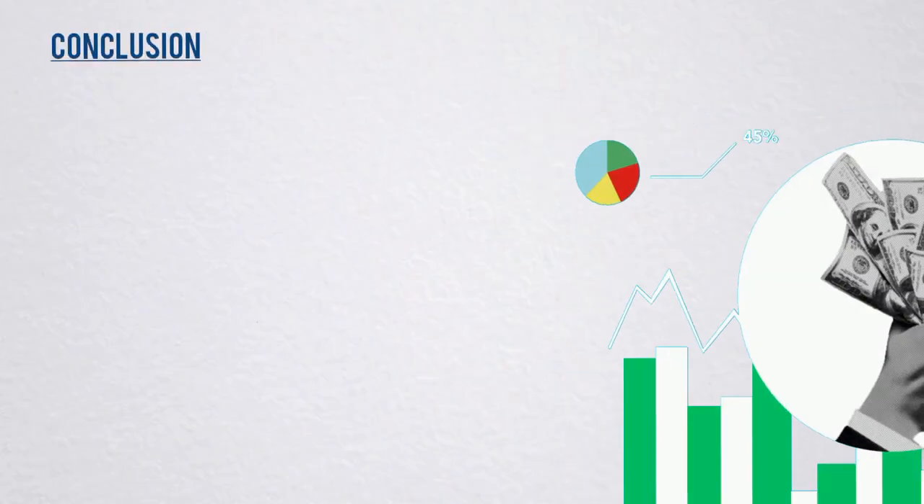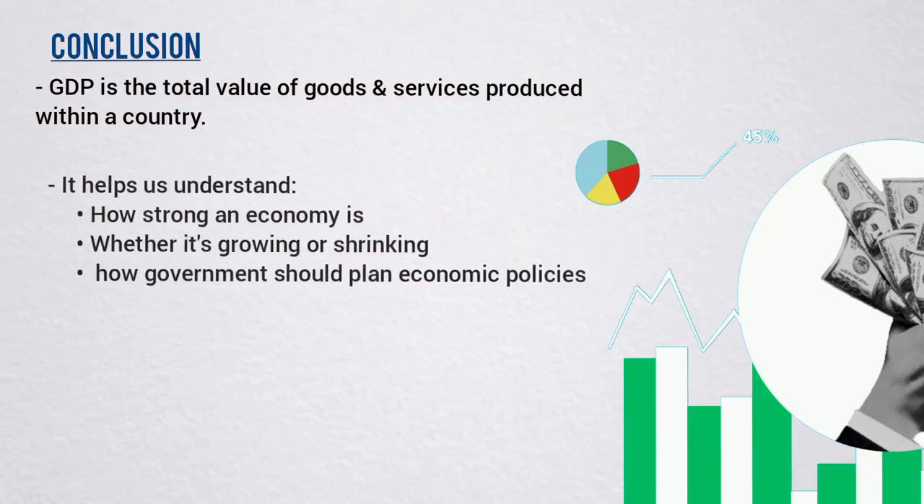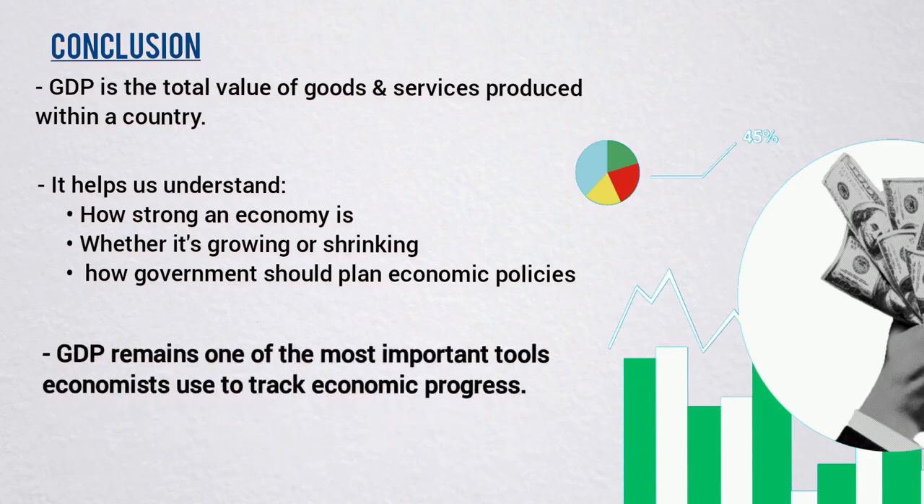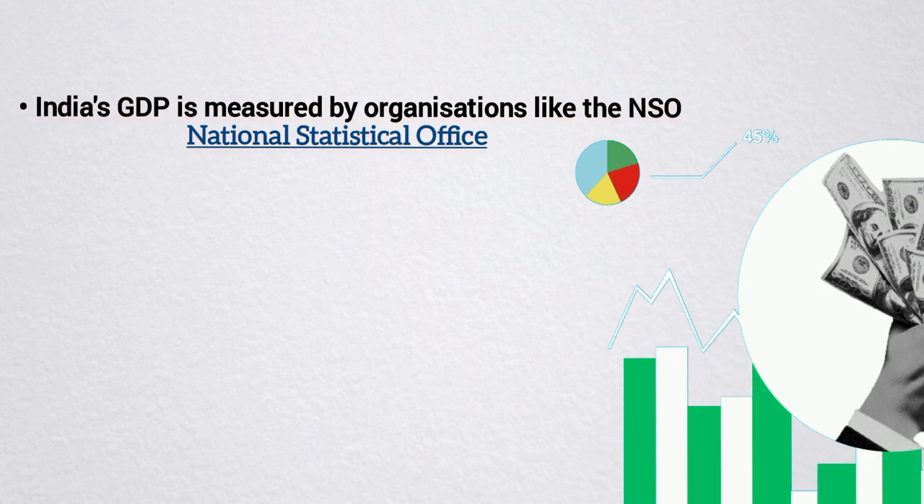Now let's conclude it. So, in short, GDP is the total value of goods and services produced within a country. It helps us understand how strong an economy is, whether it's growing or shrinking, and how government should plan economic policies. While it's not a perfect measure, GDP remains one of the most important tools economists use to track economic progress.